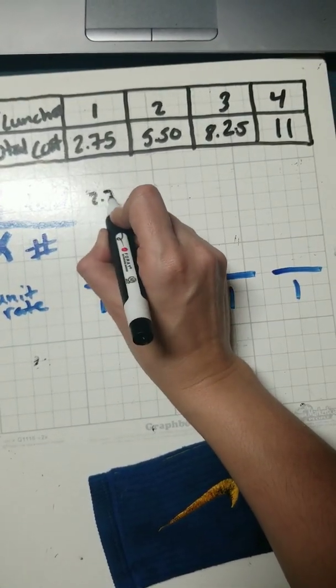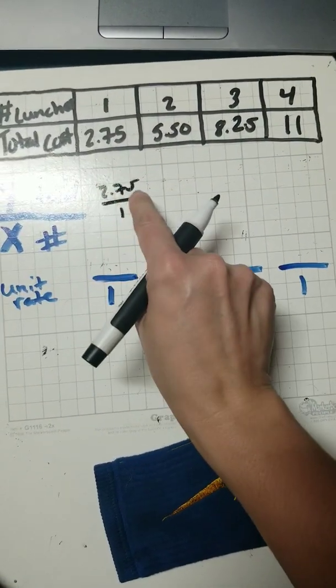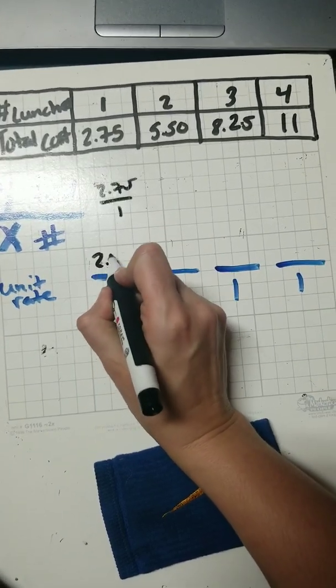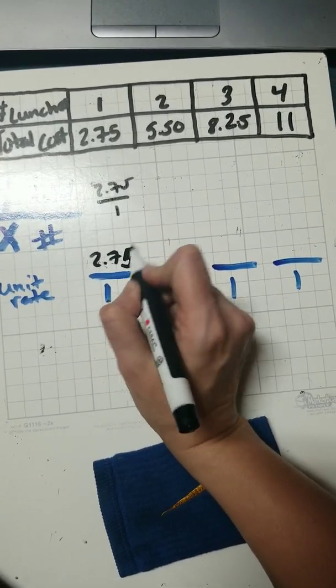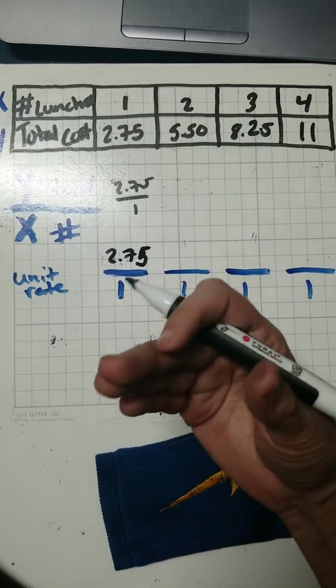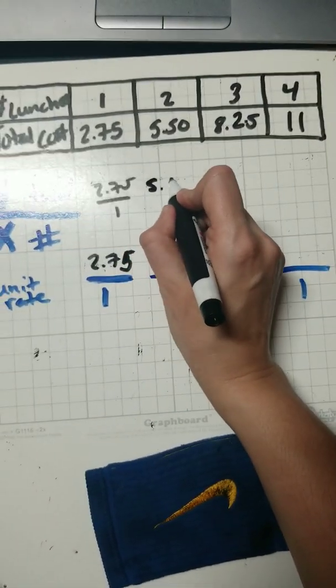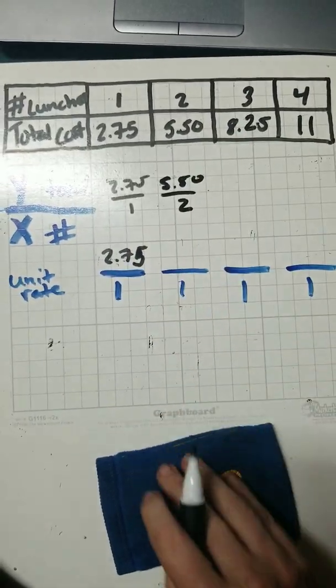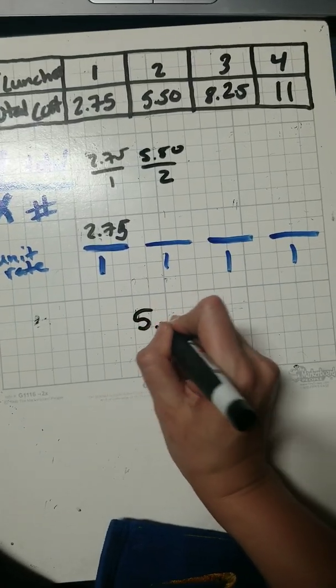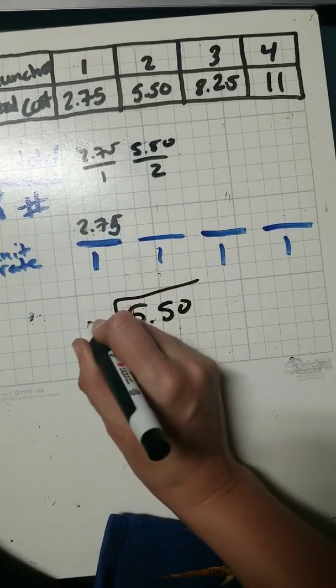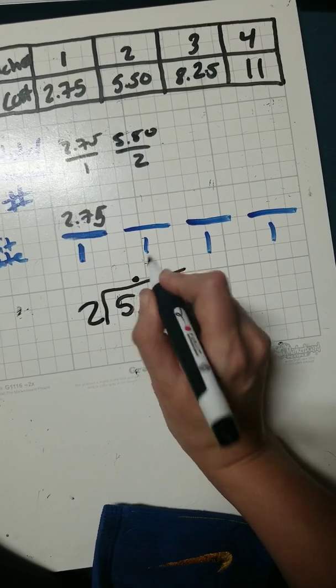So I'm going to do 275 divided by 1. 275 divided by 1 is 275, because you learned way back when that anything divided by 1 is itself. Then we do 550 divided by 2. So I'm going to go top in, bottom out. I'm going to bring that decimal straight up to the top.